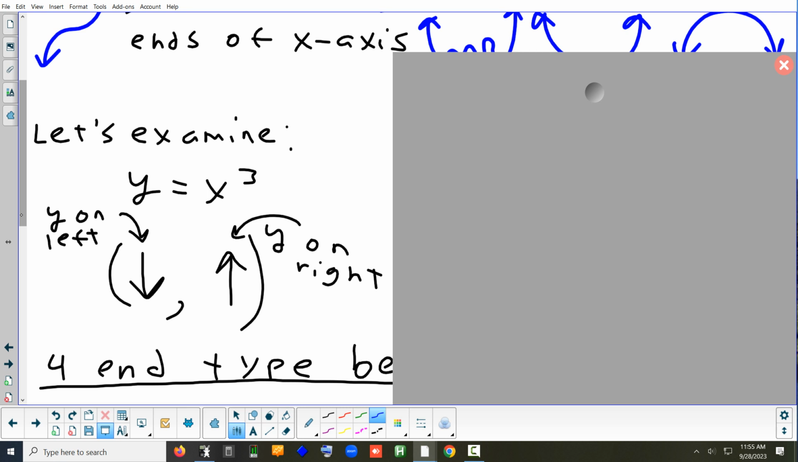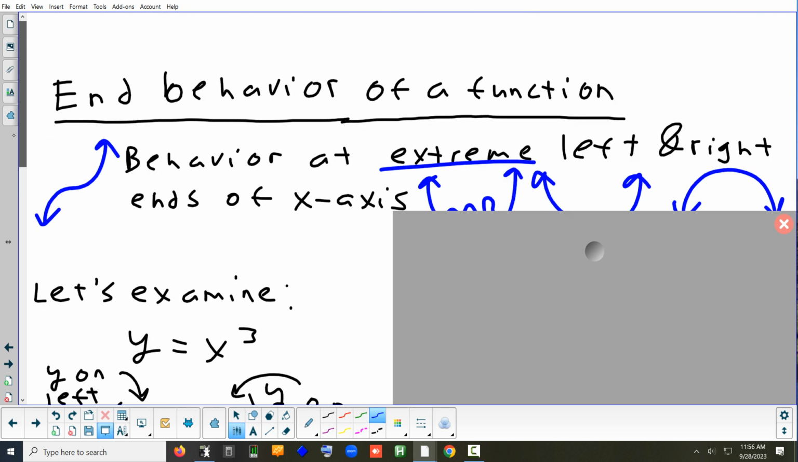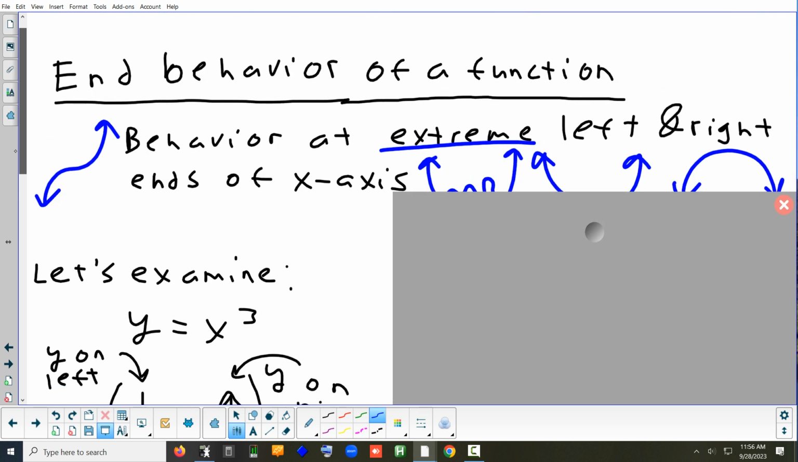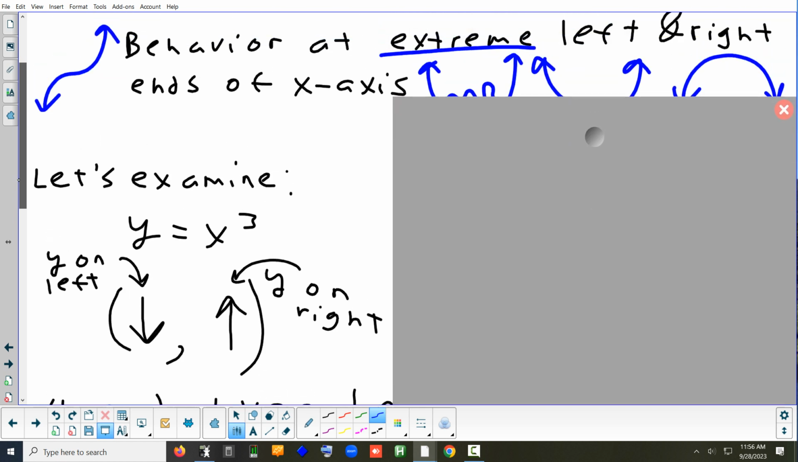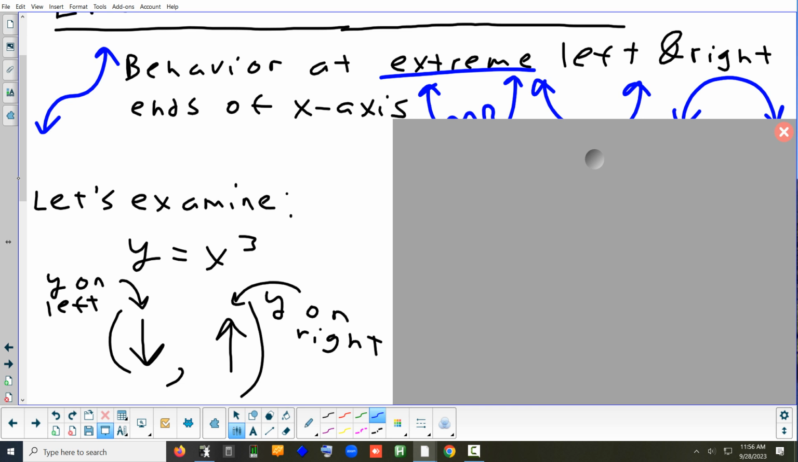The arrow that you put on the left side describes what's happening to the y values on the left. The arrow you put on the right side describes what's happening on the right side. So down, up is one way to write the end behavior. Yeah? It feels like a square root function. Well, a square root function, that's not a polynomial. Oh, and I guess I could add the words end behavior of polynomial functions. Yeah. So we're only talking about polynomials in this whole chapter.